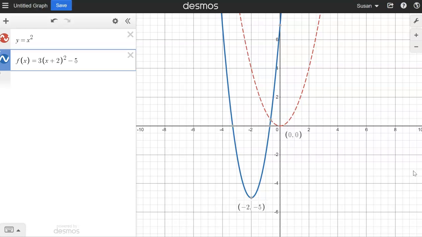And the graph is 3 times steeper. So if they notice these points, you've got a point at (0, 0), and then it goes over 1 and up 1 to get to (1, 1). Well, if you start at (-2, -5), you go over 1, you have to go up 3 to get to the next point. It's way up here.